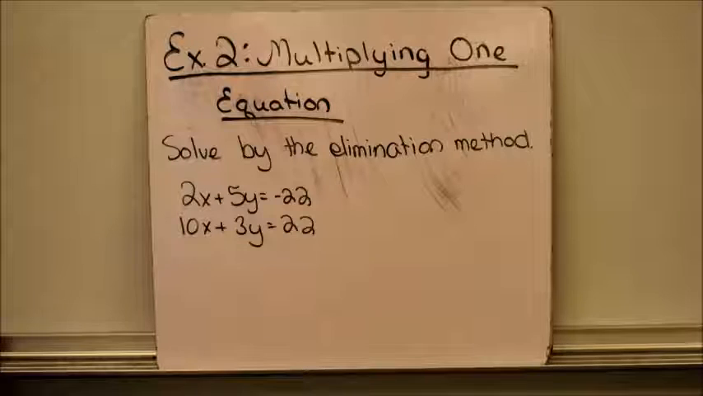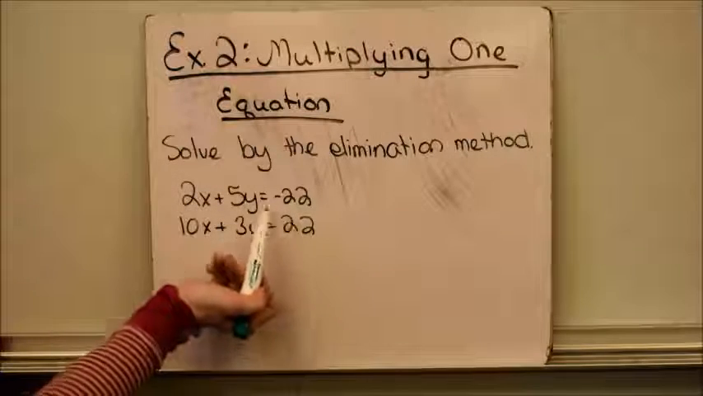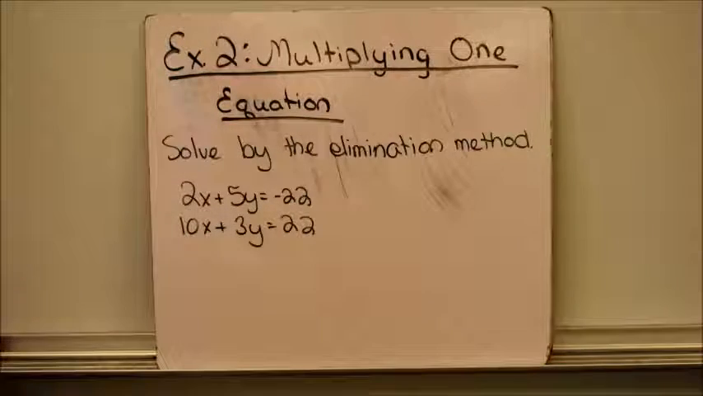Example 2: multiplying one equation. We're going to solve this using the elimination method again, but this time it's not going to be quite as easy. In the last example, when we added them together, one of the variables canceled out right away, and we didn't have to do anything to the original equations to get them to cancel. But that's not true in this case. If we add these together, neither x nor y cancels out. So we have to multiply one of them.